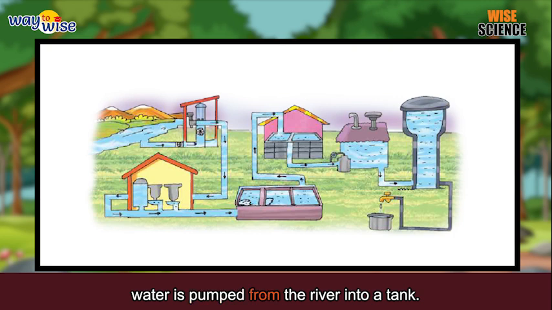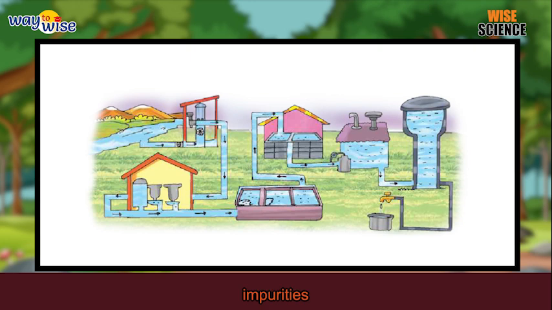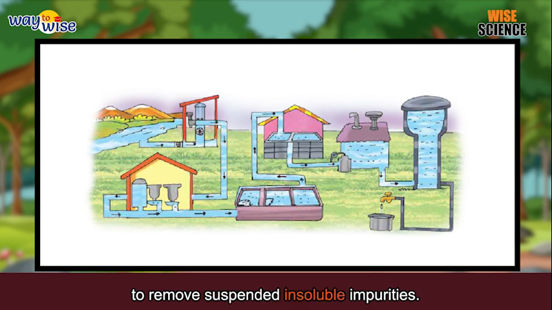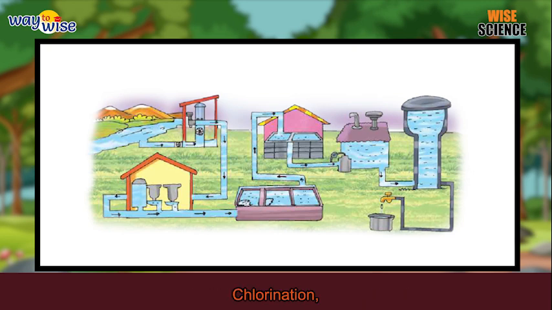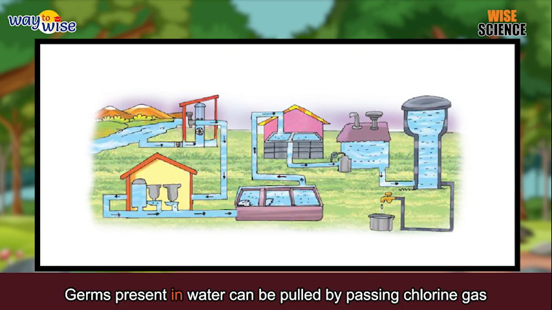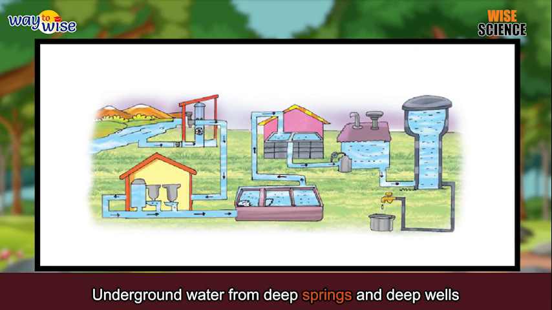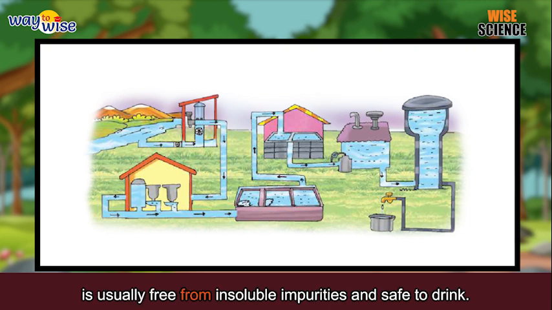Sedimentation: water is pumped from the river into a tank. Chemicals are added which help insoluble impurities to settle down. Filtration: after sedimentation, the water is filtered through sand, gravel, and charcoal to remove suspended insoluble impurities. Chlorination: germs present in water can be killed by passing chlorine gas through water. Chlorination makes the water fit for drinking. Underground water from deep springs and deep wells is usually free from insoluble impurities and safe to drink.